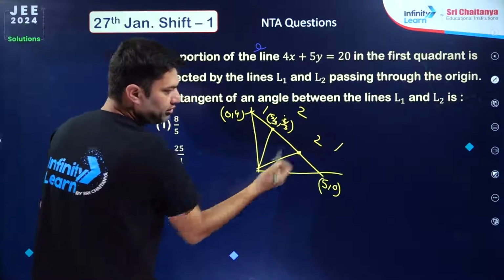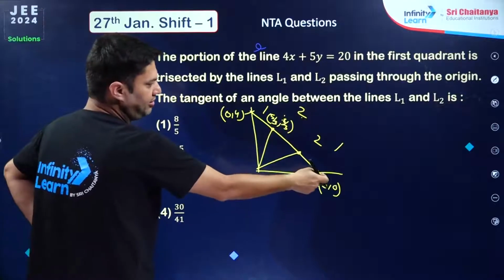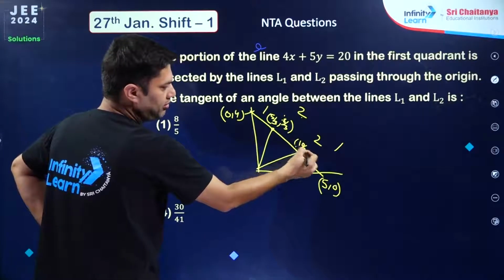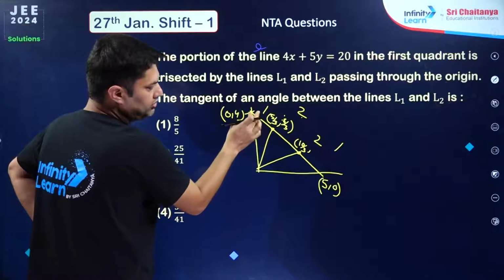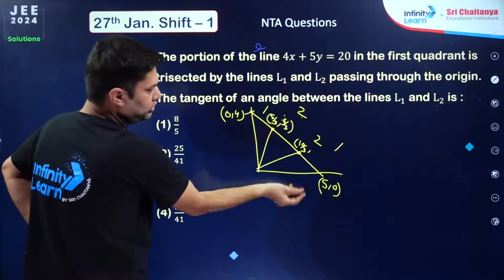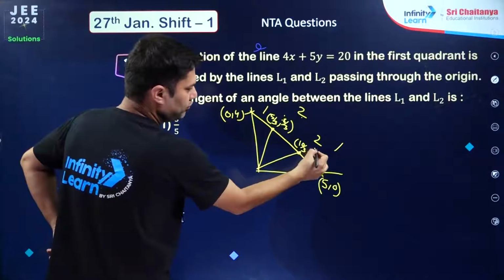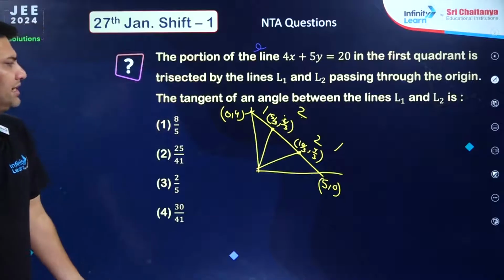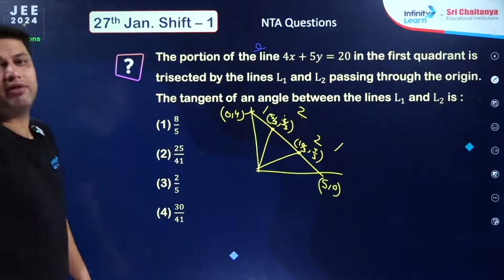And another line, which divides it in 2:1. This is 2, this is 1. So in 2:1, this is 10 by 3, comma, and this will be 2:1, 2 into 0 plus 1 into 4, 4 by 3. So what you need to find is the tangent of the angle between the lines L1 and L2.